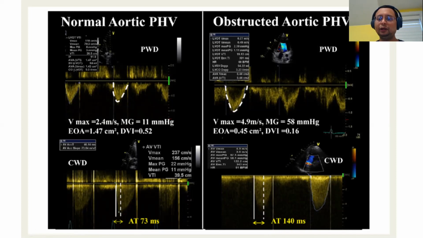So the study that we did here shows that the most important parameter for obstruction is the dimensionless index. After that, it is acceleration time. And what we find is that acceleration time over ejection time is useless for the diagnosis of obstruction. That is awaiting publication. I will update you next time.